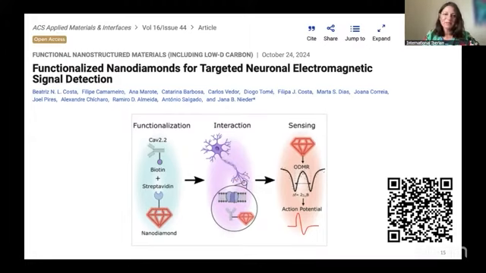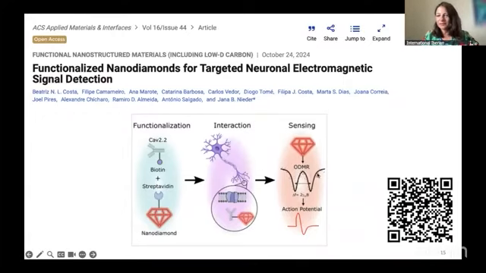And we do this by adding a functionalization to our nanodiamonds. In this case, via a biotin streptavidin linker, we are moving our nanodiamonds directly to antibody called CAV2.2, which is a channel protein that is quite present in different neurocellular systems.